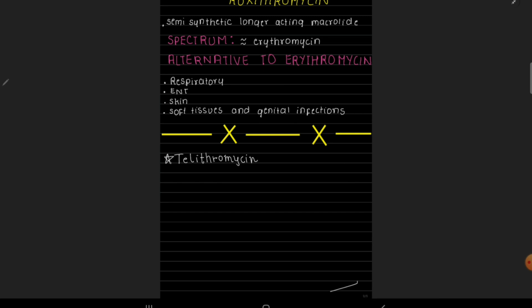Lastly, a few points about telithromycin. We need not go into much detail about this third generation macrolide. So yeah, let me tell you a few points about it. This drug is effective against community acquired pneumonia or CAP, but it is not used a lot nowadays because it has significant side effects, the details of which it's better not to go into.